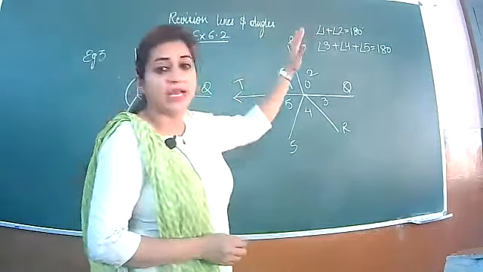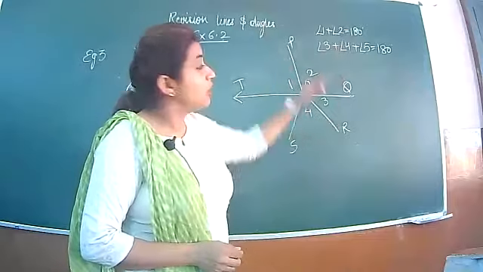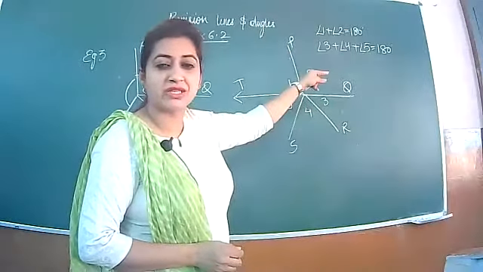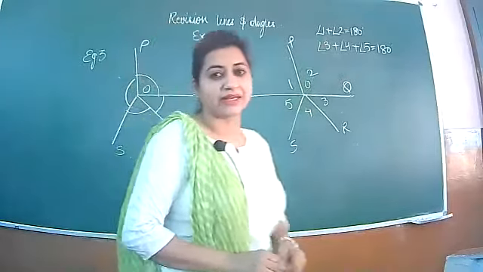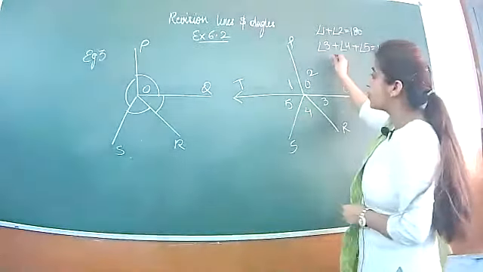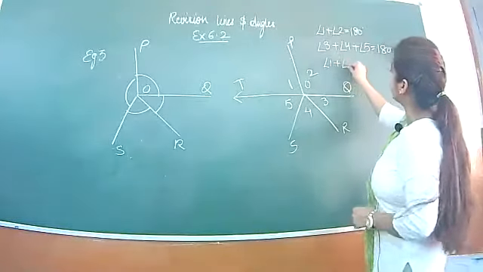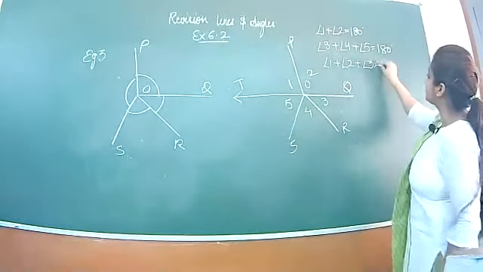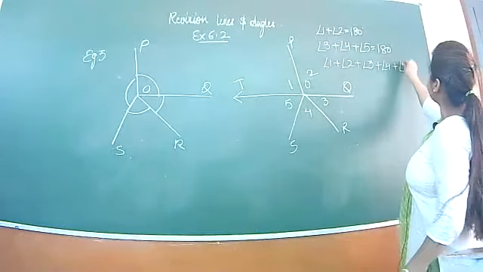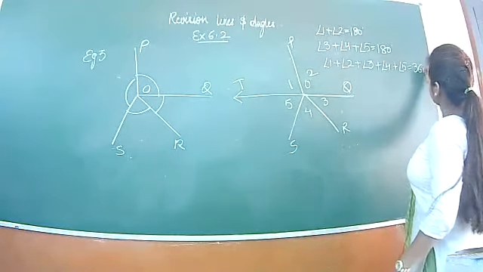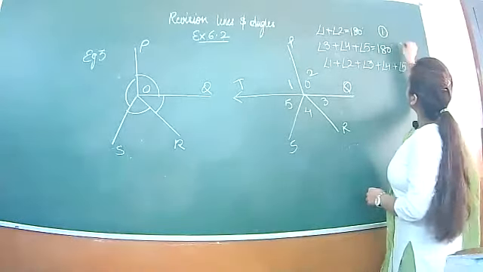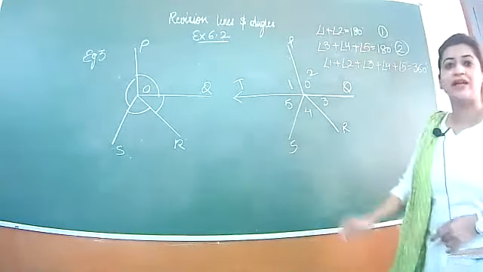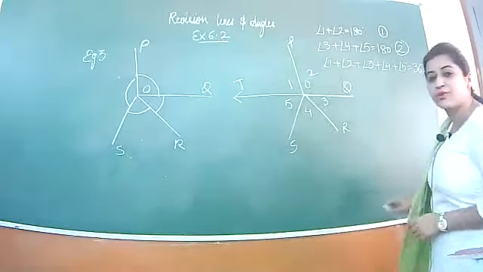What you will do is, we want 360 total. So if you add these two equations, you will get 180 plus 180, that is 360 on the right hand side. So I am going to add these angles. 1 plus 2 plus 3 plus 4 plus 5 is equal to 360. Is it okay? So I have added equations 1 and 2. You will write here: adding 1 and 2 equations.